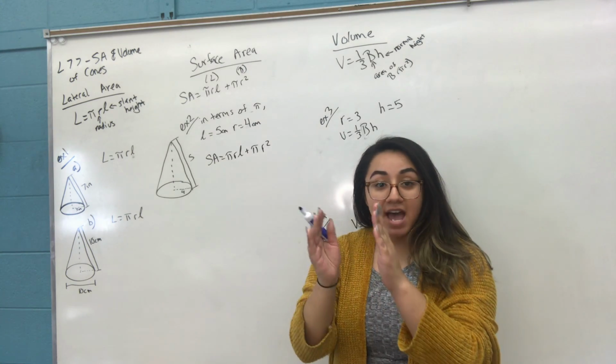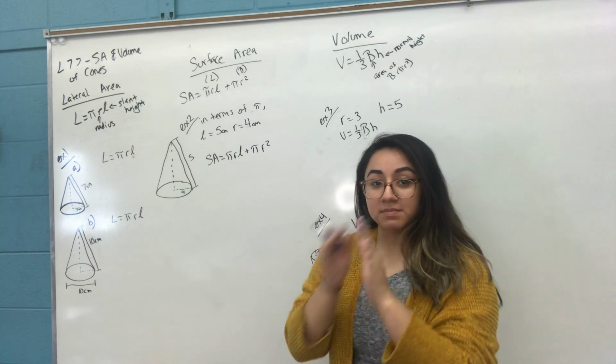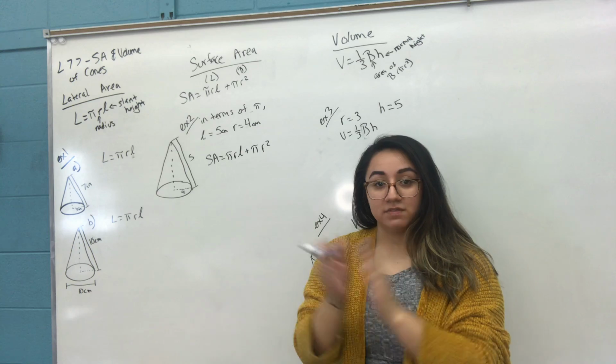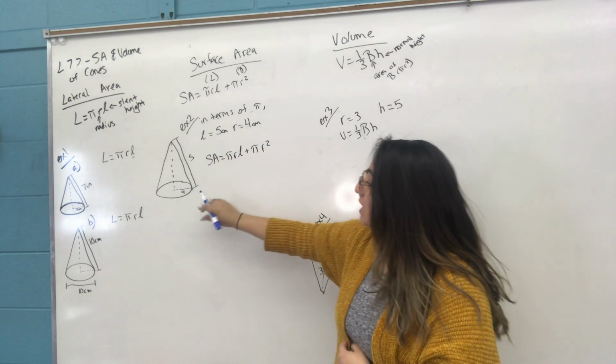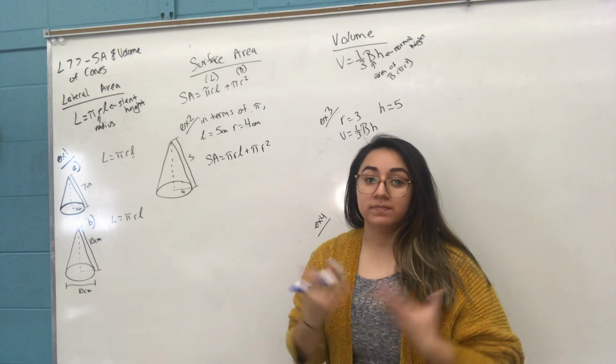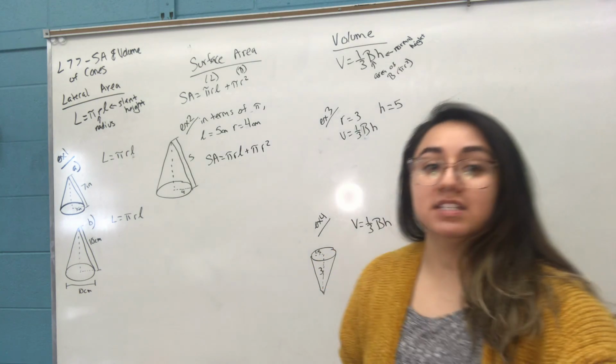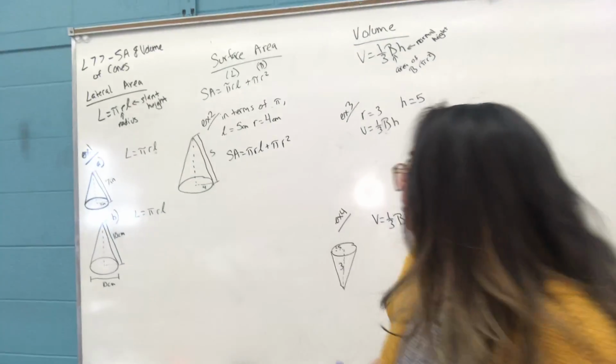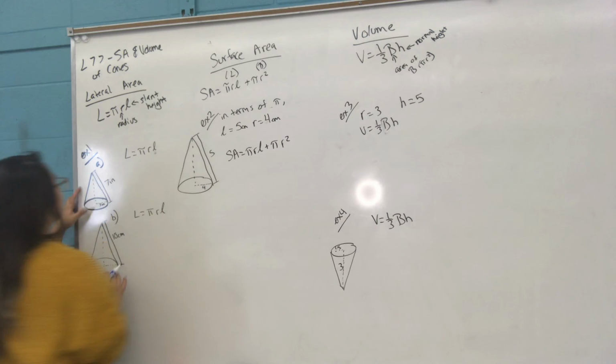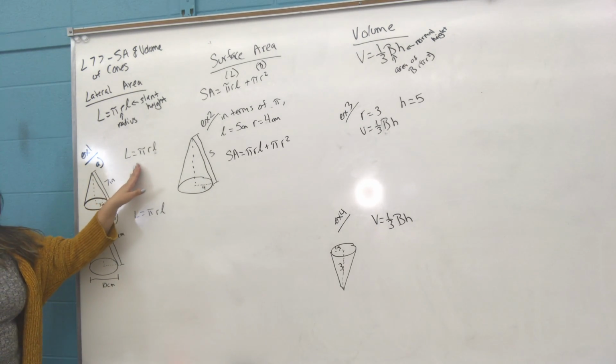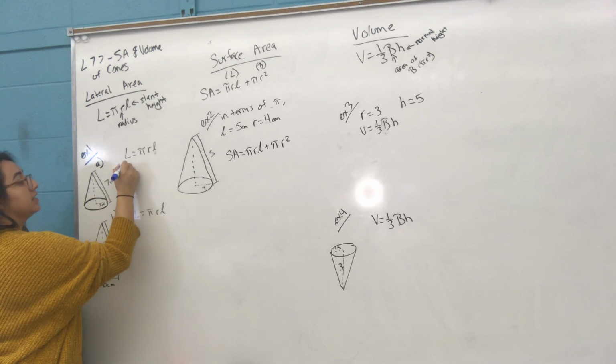Again, radius is half the diameter, and radius is from the center point to one of the ends of the circle. All cones have a circular base, so they're all dealing with circles in this case. It's not like a different base for every shape. Here we have example 1. We have to find the lateral area. So to do that, we do L.